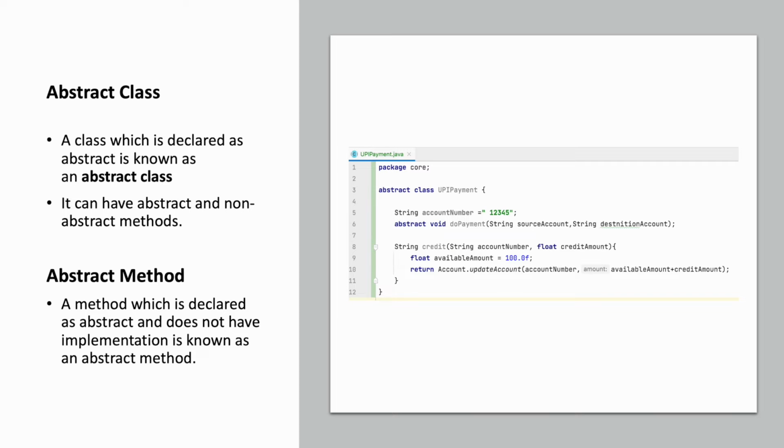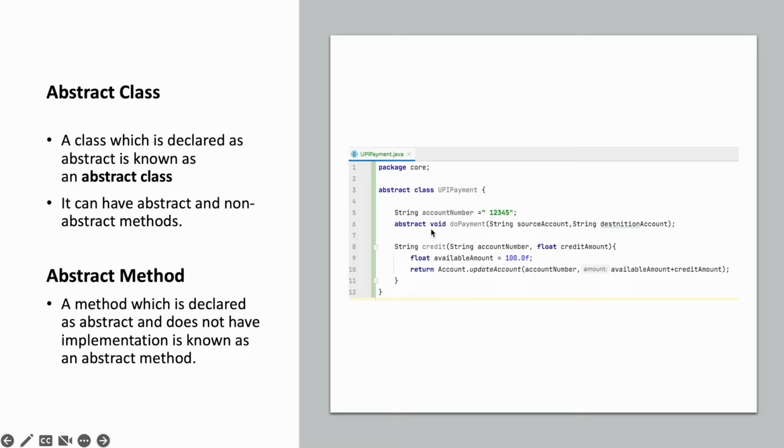A class which is declared as abstract is known as abstract class. It can have abstract and non-abstract methods. A method which is declared as abstract and does not have implementation or body is known as abstract method. In this example, UPIPayment is declared as abstract. So this class we can say is an abstract class, and it is having one abstract method, doPayment, and one concrete method also there.